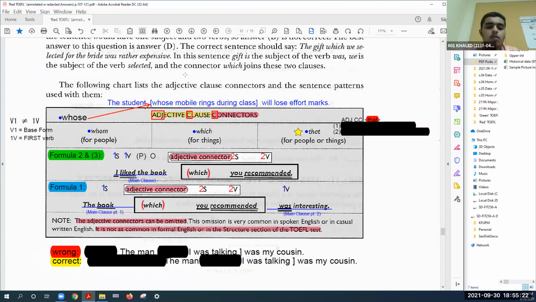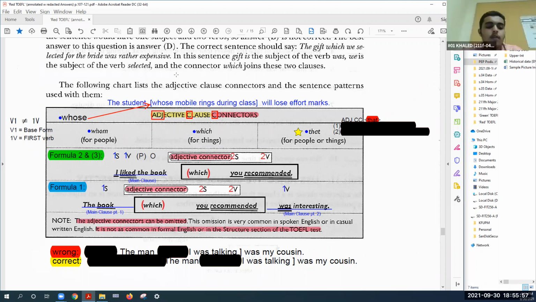Khalid, what's your question? If we delete the connector, it's optional? In these examples, yes. But there are some cases where it is not optional, okay? And we'll see some examples in the exercise. If we remove the connector, will it still be an adjective clause? Yes, it's an adjective clause without a connector. I told you this is a special rule. It's a special case. Skill 11 only.